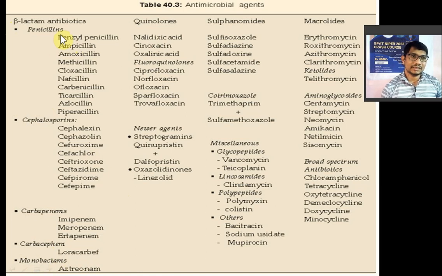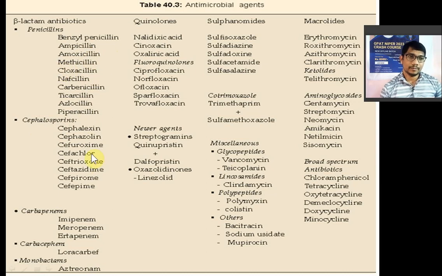Penicillins also have different classifications. We are going to see a separate classification of penicillin and a separate classification of cephalosporins. For example, benzyl penicillin is there, also known as penicillin G. Then ampicillin is there, amoxicillin is there. Methicillin is an acid-resistant penicillin. Then cloxacillin, nafcillin, carbenicillin, ticarcillin, azlocillin and piperacillin. Out of that, the last four, carbenicillin, ticarcillin, azlocillin and piperacillin, are known as extended spectrum penicillins. There are also other classes like natural penicillin, semi-synthetic penicillins and synthetic penicillins. We will see that at that time.